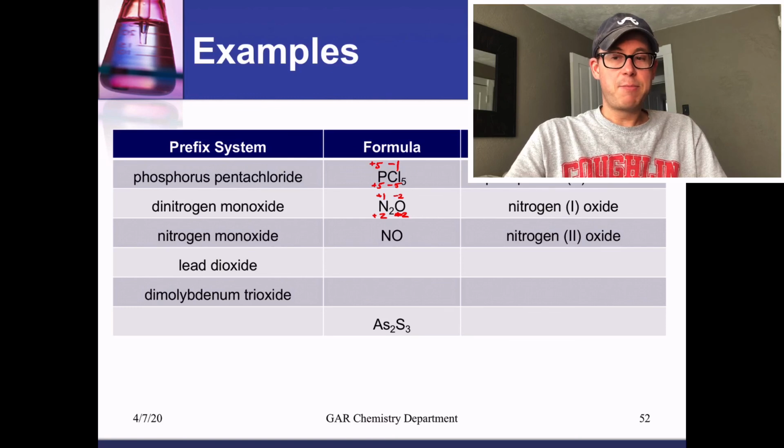For the last example, As2S3, As2 in the prefix system would be diarsenic, and S3 would be trisulfide. So the prefix system name would be diarsenic trisulfide. For a stock system, sulfur is our starting point for oxidation numbers because it's more electronegative. It's the second element. So if sulfur were an ion, it would have a charge of -2. That's its oxidation number. -2, reverse cross the charges.